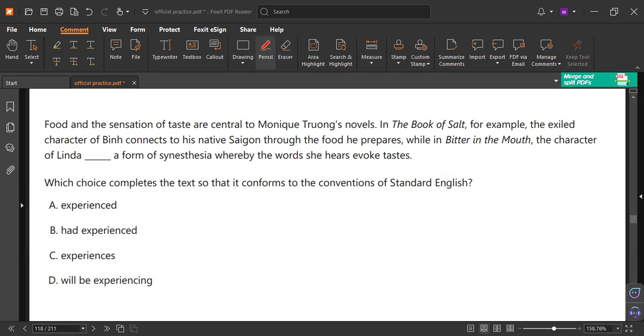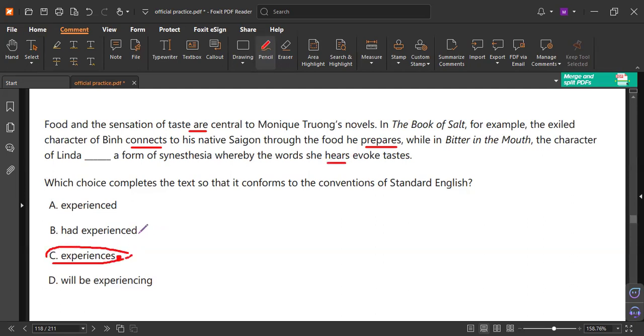Is it what? B? So what do you think? And why didn't you check C? We are talking about scientific studies. Yes. Look again in the example. The words she hears, so it's a present simple tense.